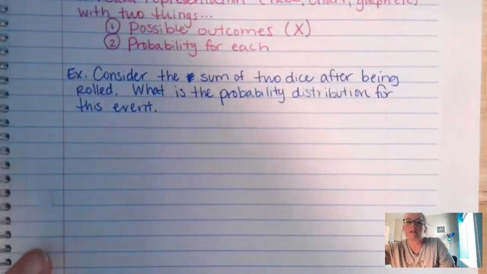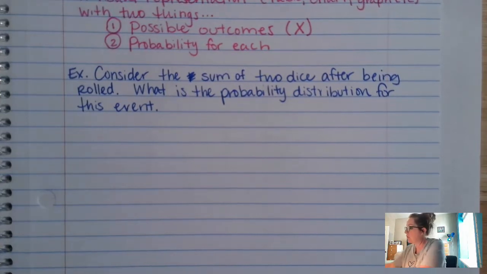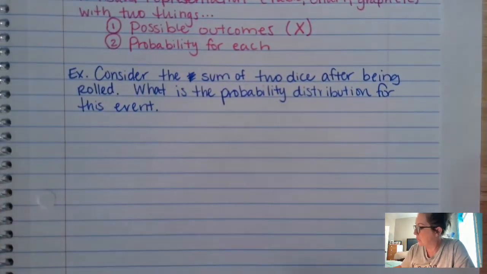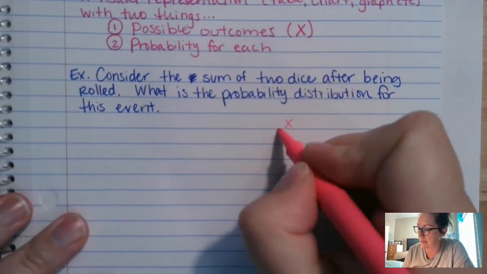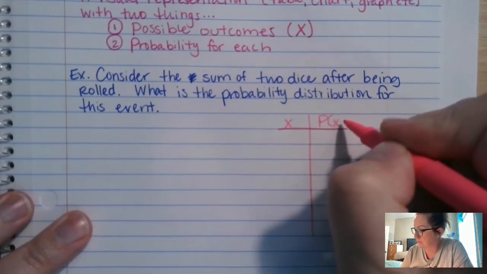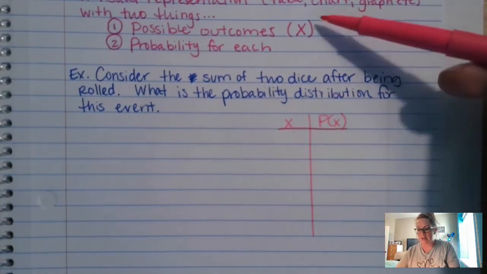All right, so consider the sum of two dice after being rolled. What is the probability distribution of this event? So we want to take into consideration all the possible outcomes for this. Our probability distribution table is going to look like this, where we're going to have x and the probability of x. So first we have to figure out what our options are. These are going to be all the possible outcomes, x, right?